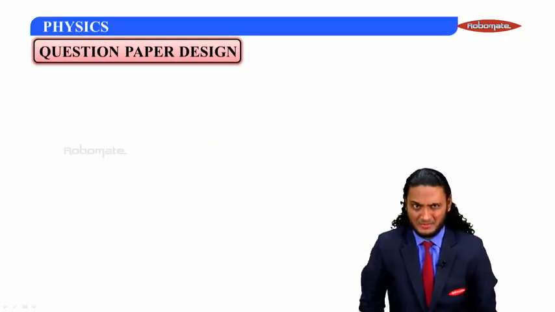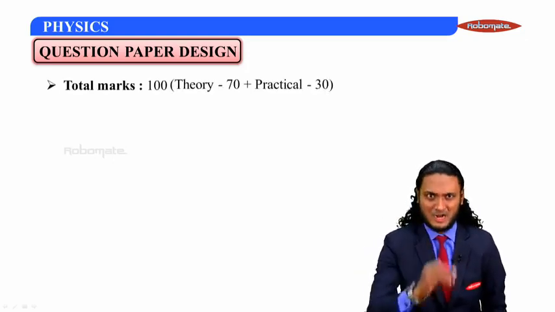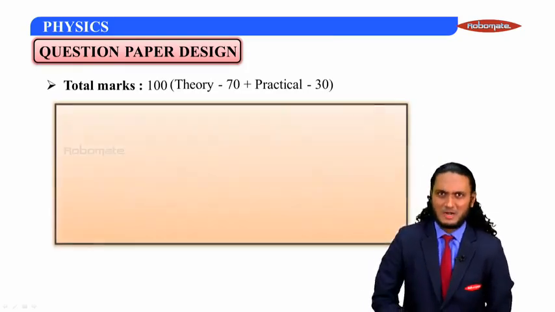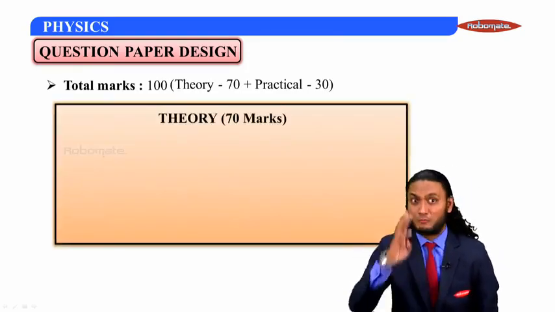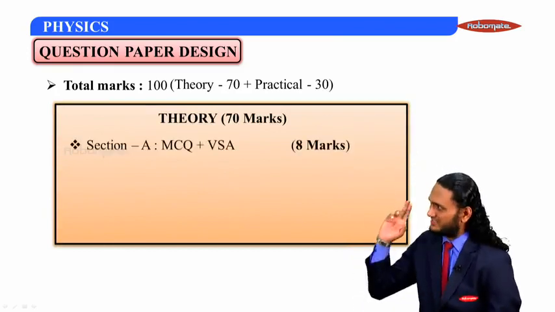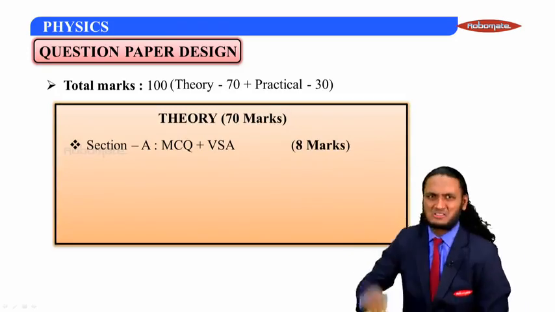Total marks is 100. In that 100 marks, theory will be for 70 marks and then you have 30 marks practical. We are interested in the theory. The theory paper is for 70 marks, and the theory paper has 4 sections. Section 1 is section A, which contains MCQ and very short answer questions, and it is for 8 marks.